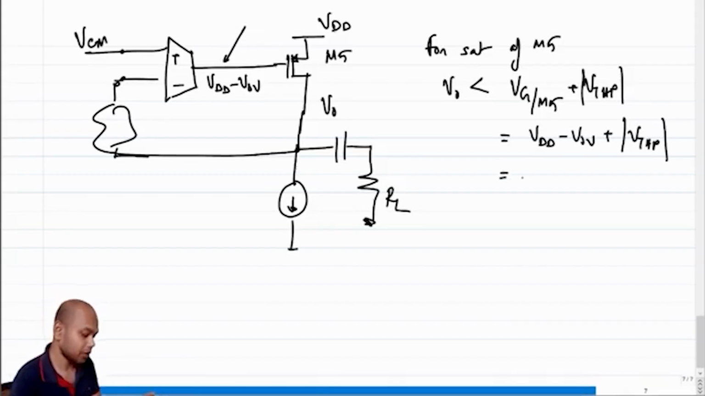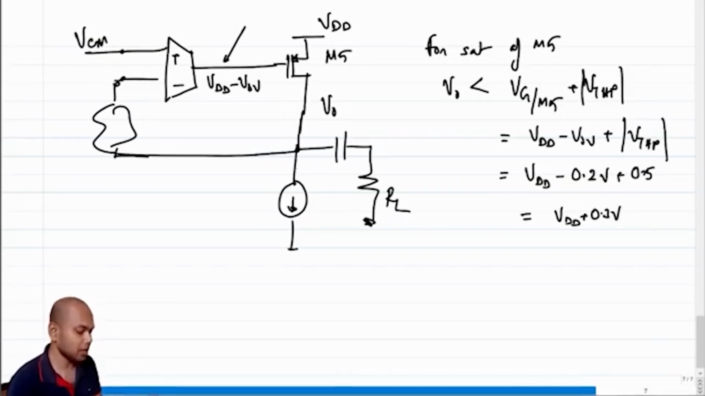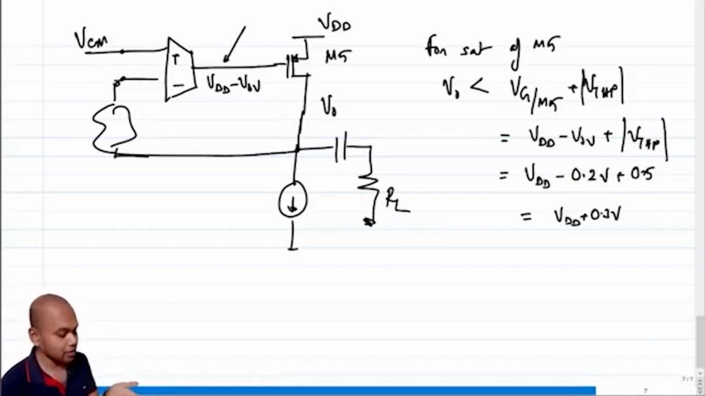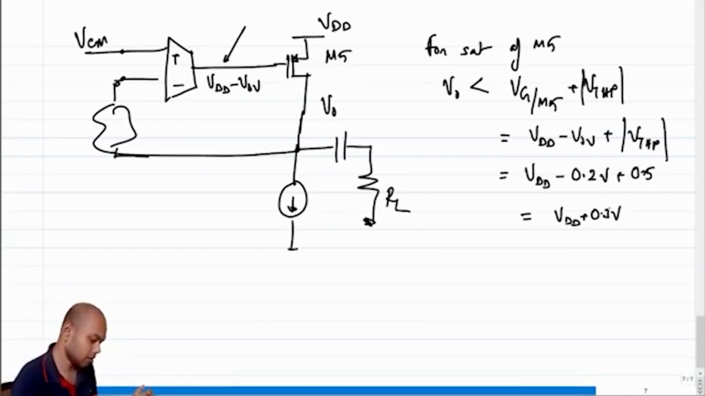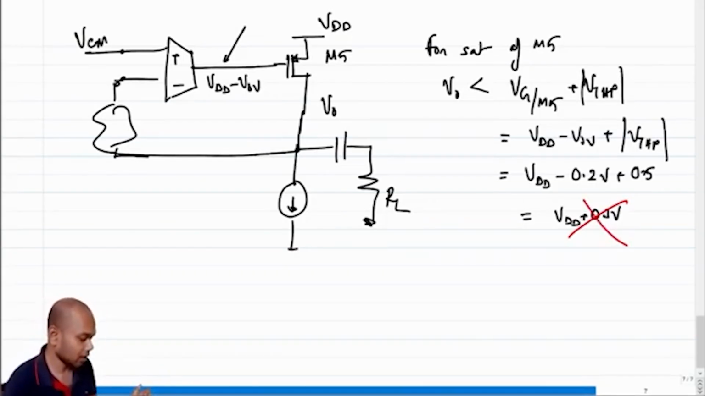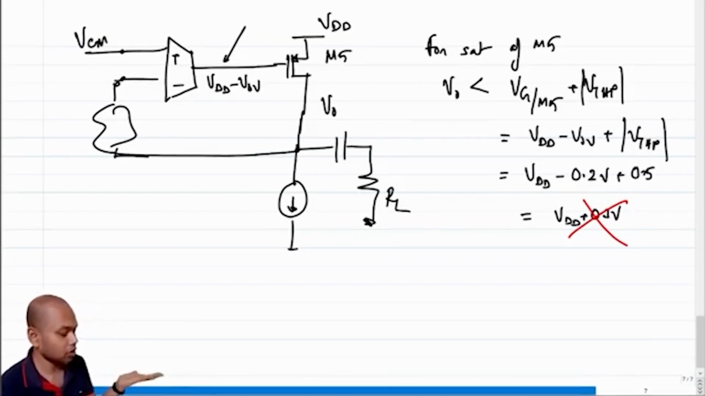So in the case that we took, it becomes VDD minus 0.2 volt plus 0.5 volt. So this is like VDD plus 0.3 volt. This is the saturation condition for M5, but you can readily see that V0 cannot go above VDD, right? Because if V0 goes above VDD, the quiescent current direction has to change, but that is not possible. So this is impractical. So what is the maximum that V0 can go to?